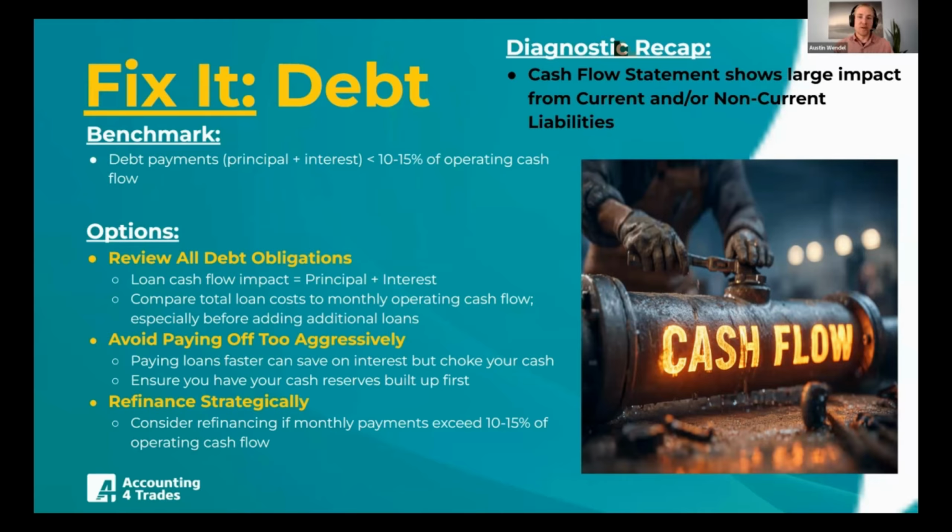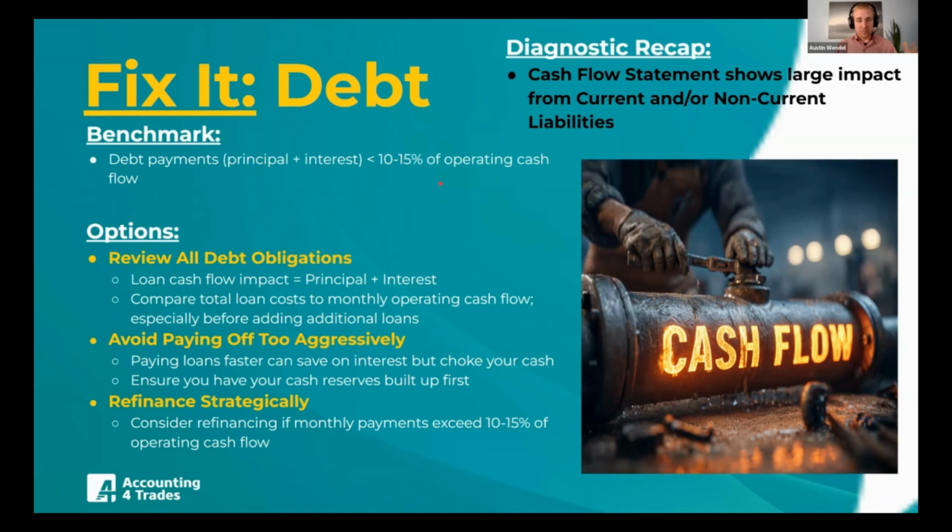All right, the third one we talked about, debt. So you're going to look at the cash flow statement. You're going to look for a large impact from either the current or non-current liabilities. That's ultimately going to be, hey, I paid a whole bunch of debt down. And then we're going to try to understand where that debt is. You'd go to the balance sheet and say, okay, this loan. Now, what you're looking for is your debt payments, your principal plus the interest plus whatever extra principal you're paying, should be less than 10 to 15% of your operating cash flow.